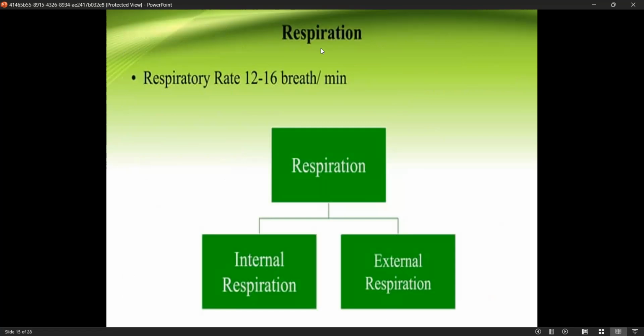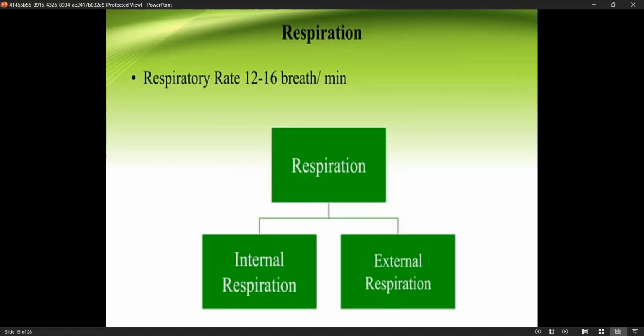Okay. Let's come into respiration. So the respiration rate, while we are taking the breath in and breath out, should be 12 to 16 breaths per minute. And respiration is again divided into two types, that is internal respiration and external respiration.